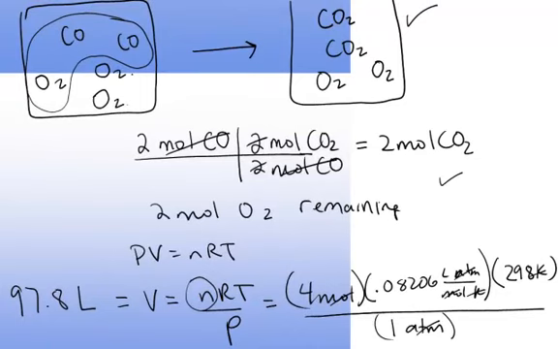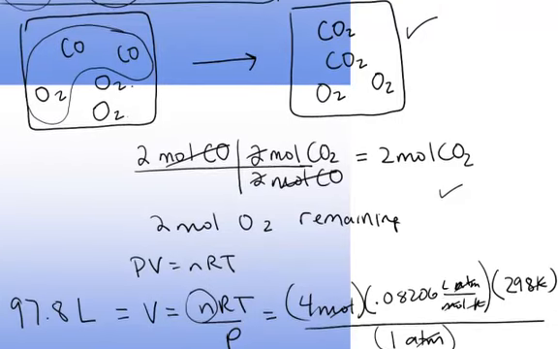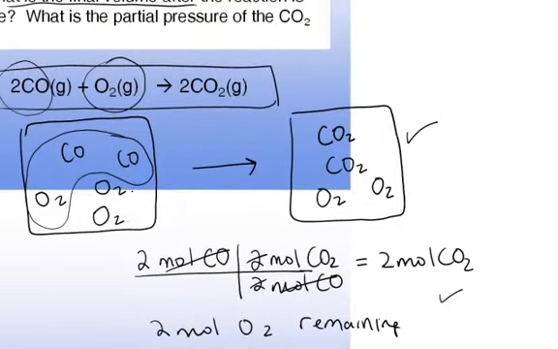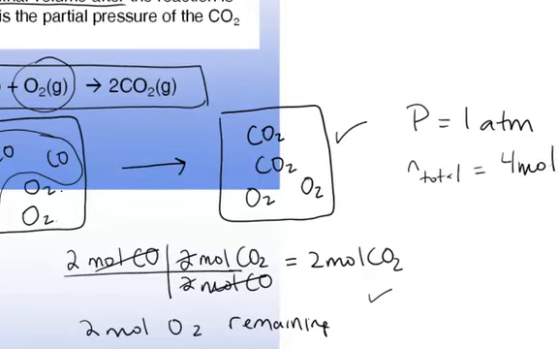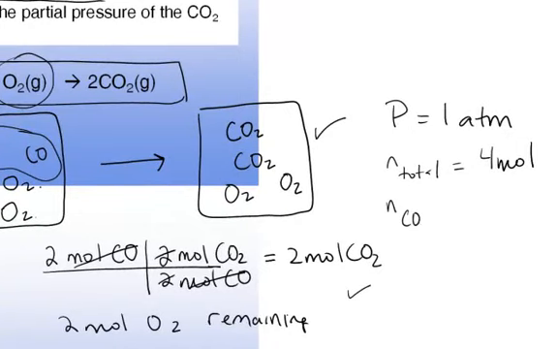The second question was, what is the partial pressure of the carbon dioxide? So let's go back up and look at our conceptual understanding. We said that the pressure is going to remain constant at 1 atmosphere, and we have a total of 4 moles of gas remaining in our container. The number of moles of carbon dioxide in the container is 2 moles.